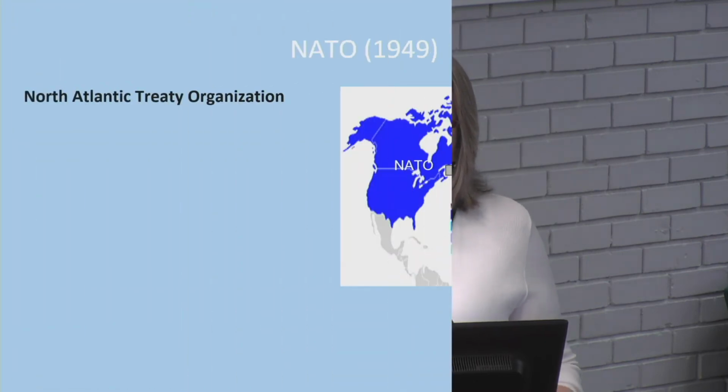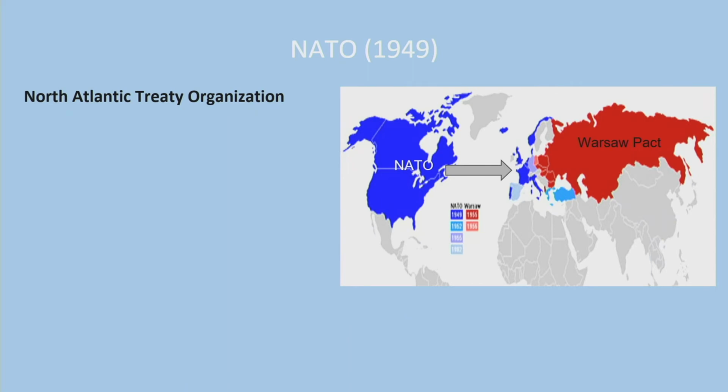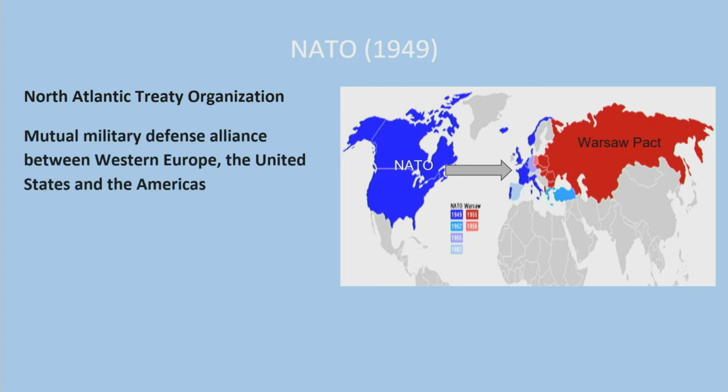Here you can see on the map on the right the different levels of money that went to different countries, right? But a lot of it, of course, going to the United Kingdom and to France and to Western Germany. The last part of this is our permanent military alliance, NATO, which stands for North Atlantic Treaty Organization. It is a long-lasting military alliance where basically an attack on one is an attack on all.